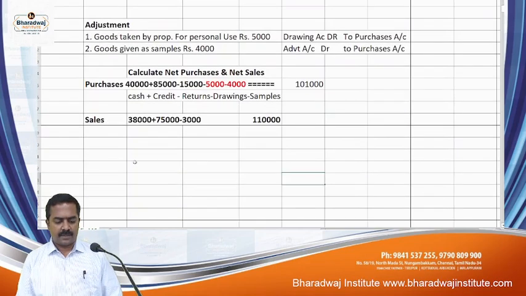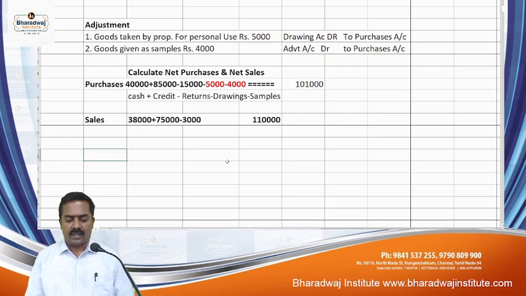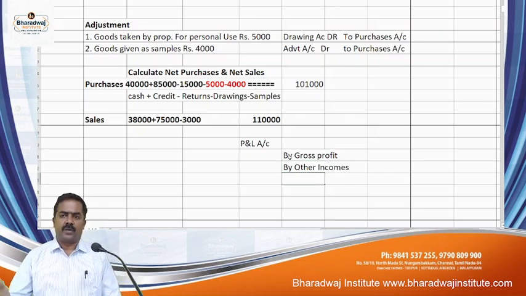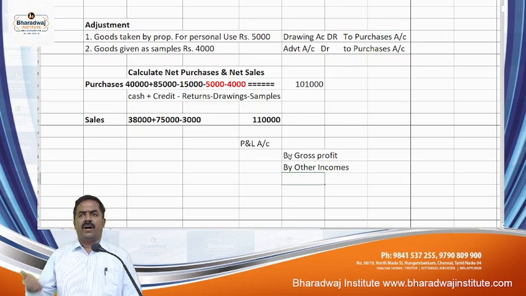Pay attention next. After the trading account, we prepare which account? The profit and loss account. Where we bring which items? Gross profit we take, and we take other incomes. What is in the other incomes? Profit on sale of asset, commission, discount, interest, dividend, rent, all inflows.